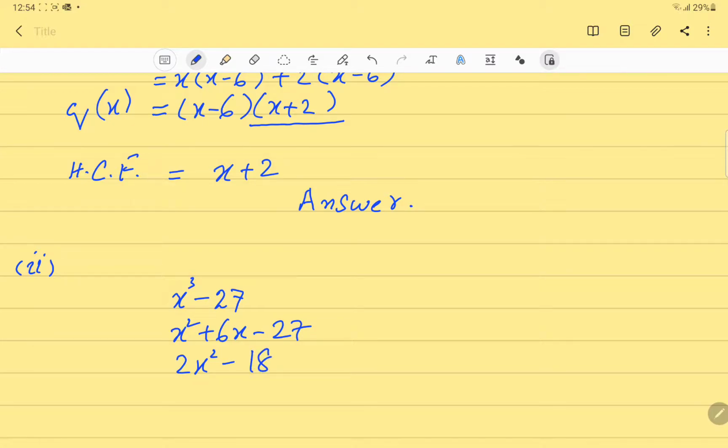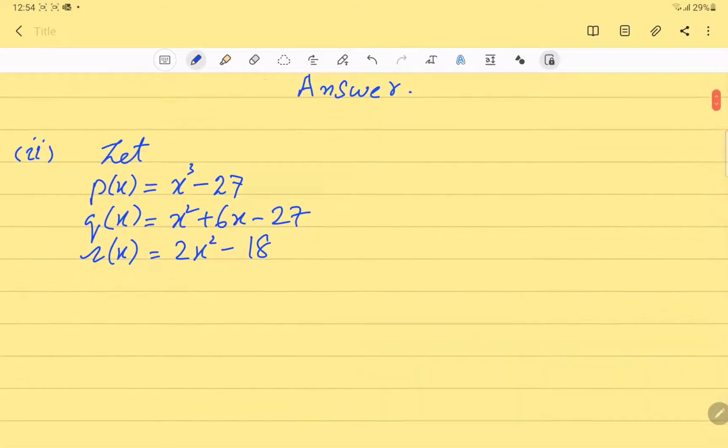Again we are going to factorize all these expressions one by one. First of all we will give them a name. So let px is equal to x cube minus 27, qx is equal to x squared plus 6x minus 27, and rx is equal to 2x squared minus 18.